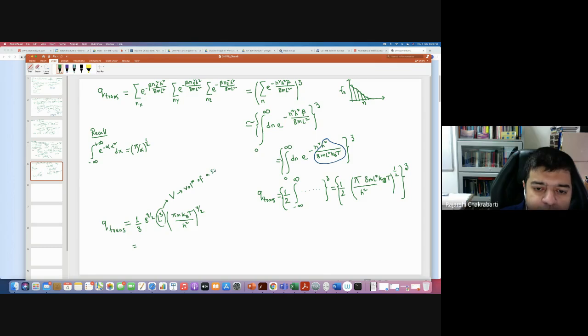Now, what is the volume of a single particle? It is the volume of the box, essentially, because it is the volume available for the single particle. L cube is the volume of the cubic box. So this is L cube, the volume of the cubic box, or the volume available for this single particle, because the particle has no volume.